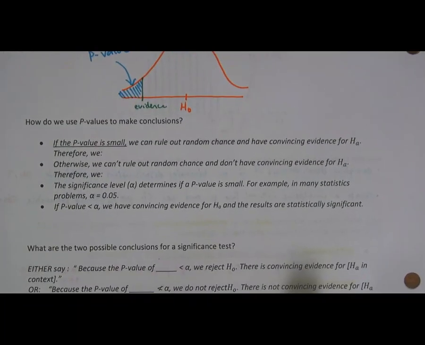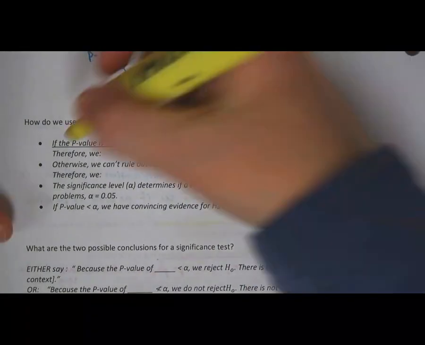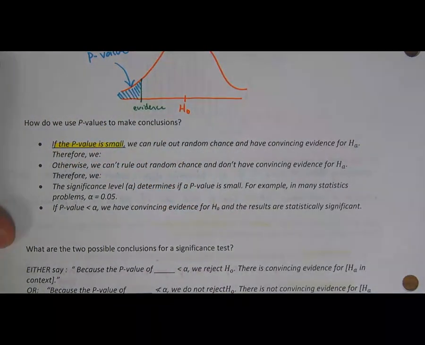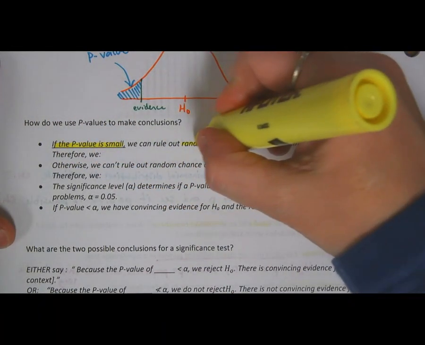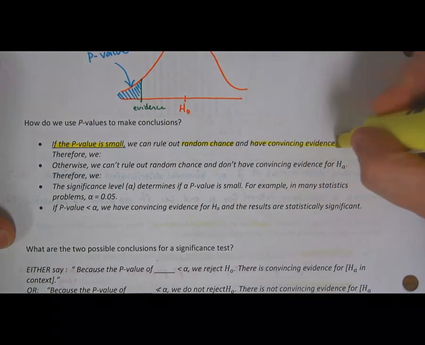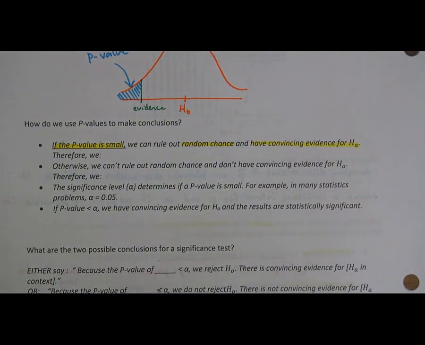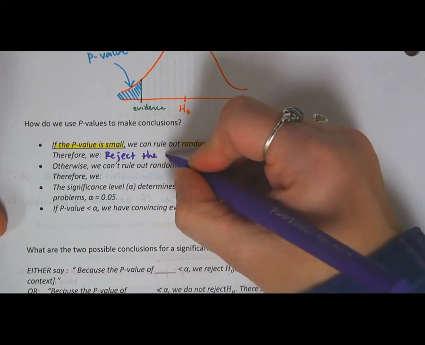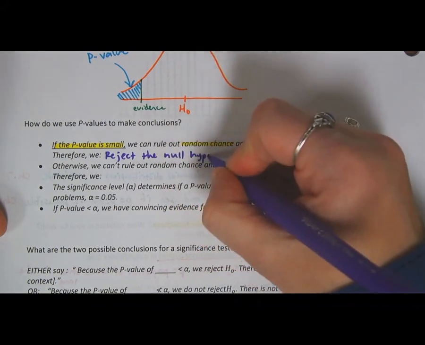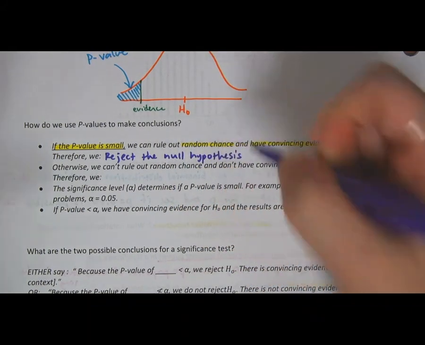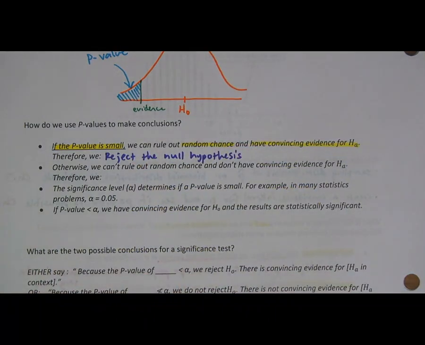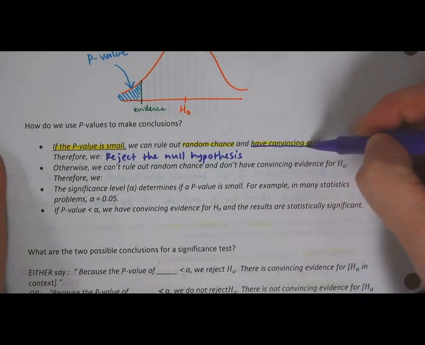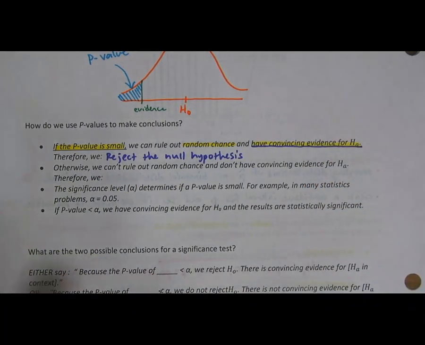Well, if the probability is really small, then we can rule out random chance, and that means that we have convincing evidence for the alternative. So I want you to write, therefore we reject, this is how we say it, we reject the null hypothesis. If the p-value is small, we reject the null, and we do have convincing evidence for the alternative.